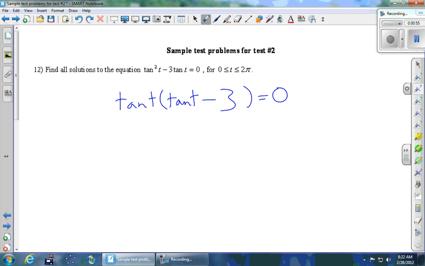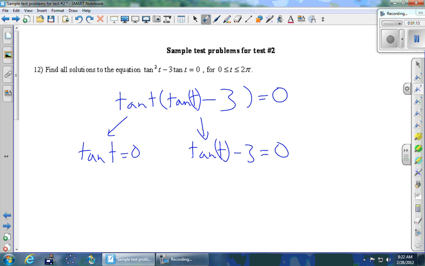So now we'll split this thing up. Either the tangent of t is equal to 0, that 0 on the right-hand side was really important, or the tangent of t minus 3 is equal to 0. I'm going to put parentheses here just to make it really clear that minus 3 is not part of the angle. t is the angle.